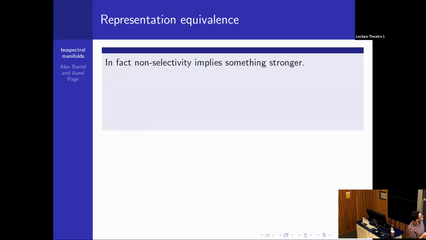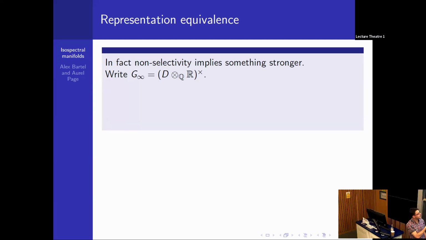Okay, now in fact, this non-selectivity condition implies something even stronger, which is called representation equivalence. So now it's going to get a little bit more automorphic and a bit more technical, but bear with me. So take the following group. You look at the points of D over all the Archimedean completions of your field.